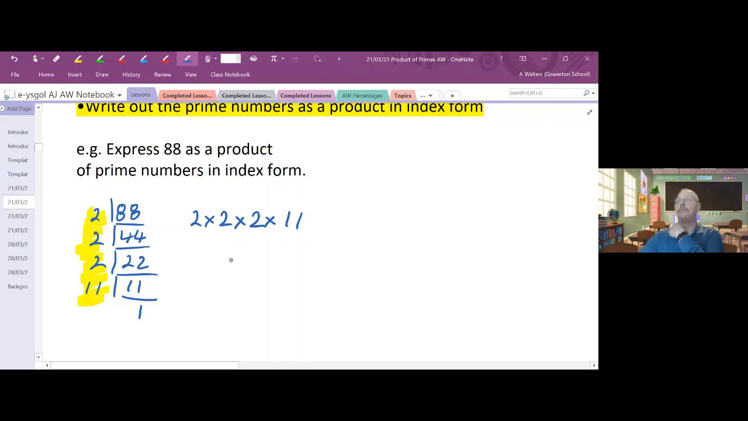So there's 3 2's, so it's 2 to the power 3 times 11. Some people put the 1 there. There's no need if you don't wish. If you are going to put the 1 there, make sure it does not look like 111. Okay.